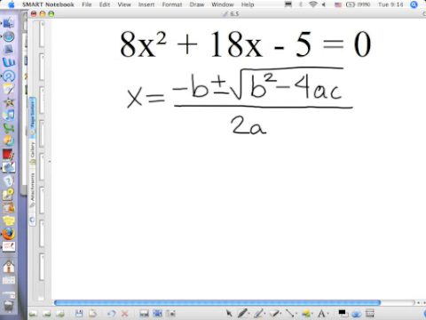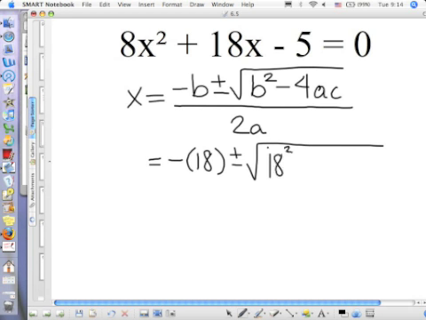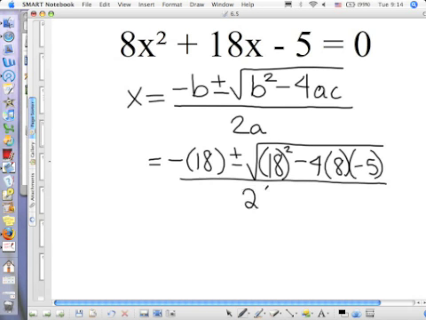Now, until you get really used to it, you need to remember from the beginning of the school year, when we are plugging and substituting in, we are using parentheses to make sure that our negative signs are all done right. So if b is 18, it's -18 plus or minus the square root of 18 squared minus 4 times a times c, over 2 times a. Now this requires you to be able to do your order of operations, work with radicals, and if necessary, imaginary numbers.